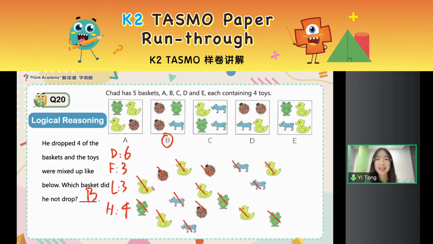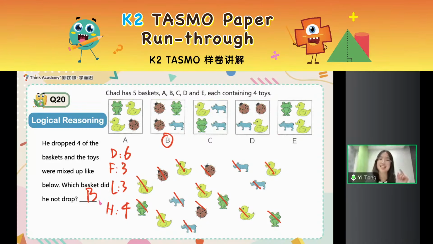So look at D. Okay, we have duckling 1, 2, 3, 4, 5, 6. And in the beginning, also 1, 2, 3, 4, 5, 6. So 6 and 6, they're exactly the same. That means the toys, in the end, belong to these 4 baskets, A, C, D, and E. So which one we didn't drop? Everyone, what's the answer? Can you write in the chat? It's B, right? Very good.